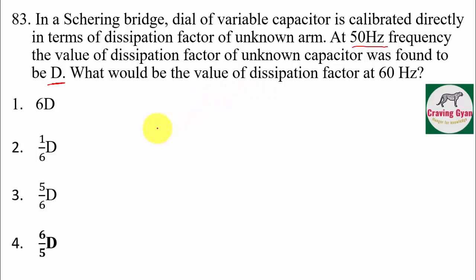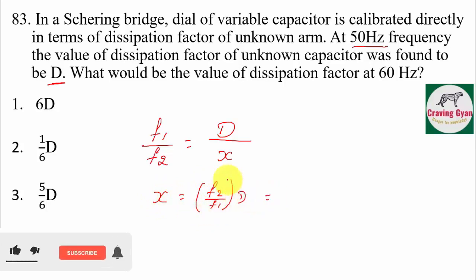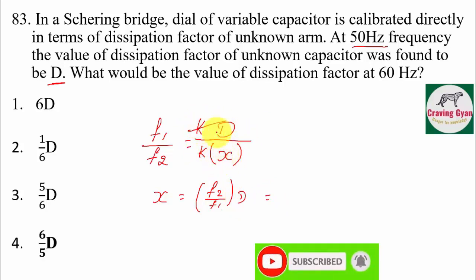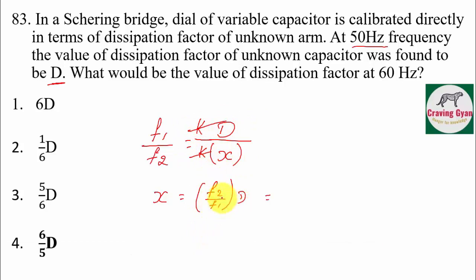So what you are going to do is F1 divided by F2, if I am taking frequency 1 divided by frequency 2. In the first case, the unknown capacitor of dissipation factor is D, and in the second case we don't know, so I'm going to take it as X. So X is given by F2 divided by F1 times D, which is actually K times D, and K is some constant you will be getting. So this constant will get cancelled. So what I am getting is F2 value is 60 divided by F1 value is 50 into D, which is given by 6 by 5 times D. Nothing but option 4 is going to follow.